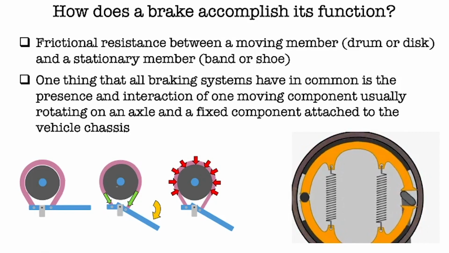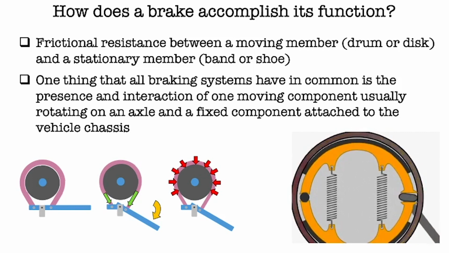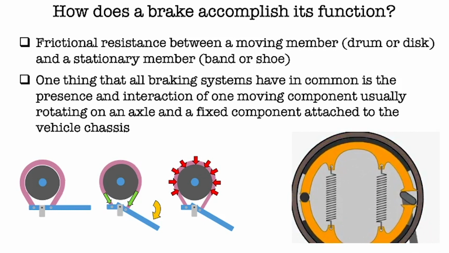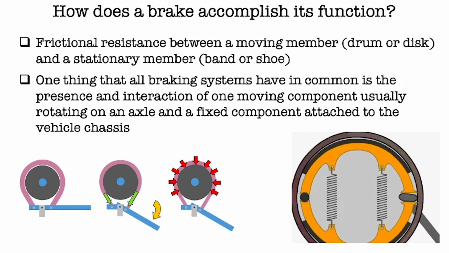Next, a brake accomplishes its function by applying friction resistance between a moving member like a drum or disc and a stationary member like a band or shoe. One thing that all braking systems have in common is the presence or interaction of one moving component, usually rotating, of an axle, and a fixed component attached to the vehicle chassis.